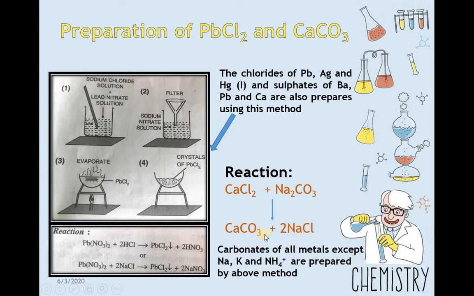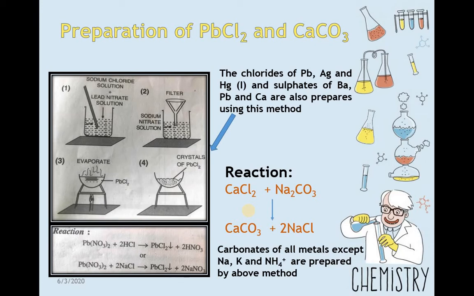Now the white precipitate is formed by the interchange of the ions. Here also there is the interchange of the ions, you can see. So that's why it is called double decomposition or double displacement. So the white precipitate of calcium carbonate is formed by the interchange of radicals.